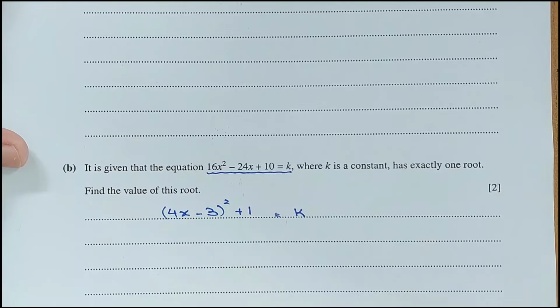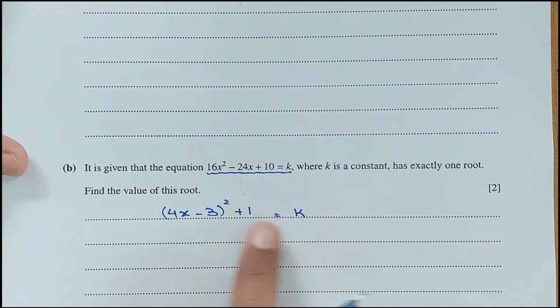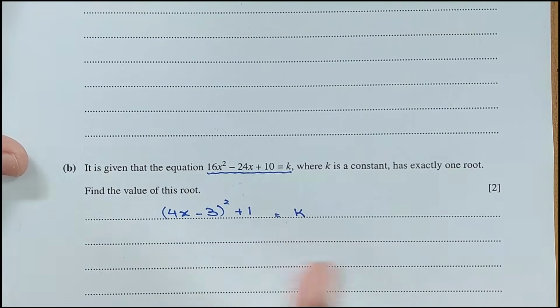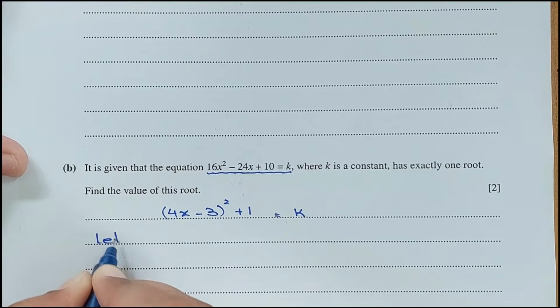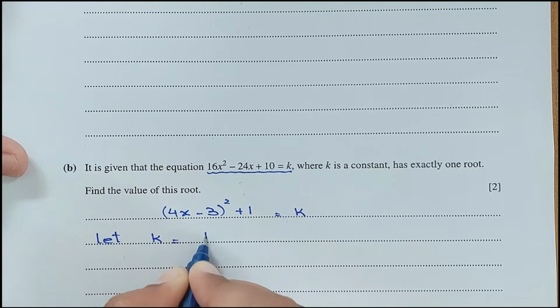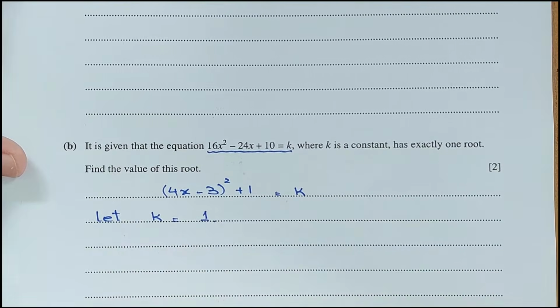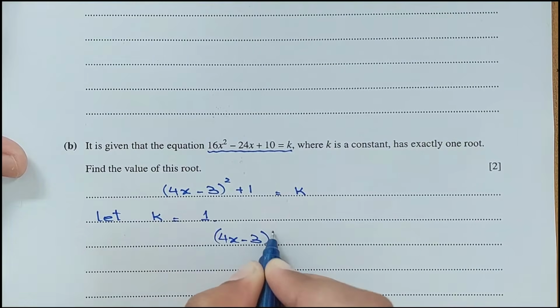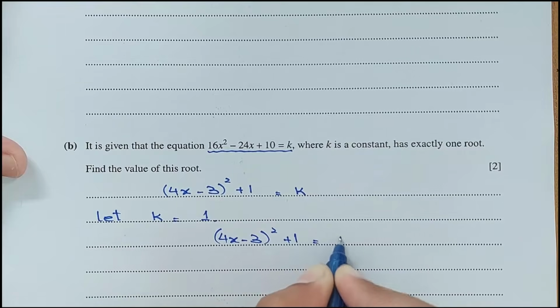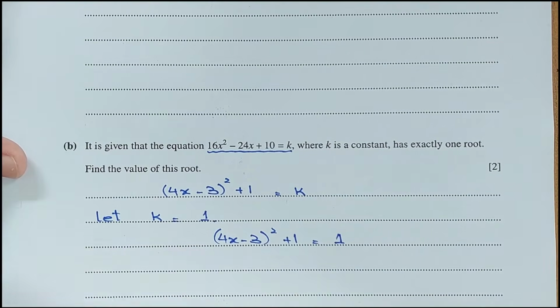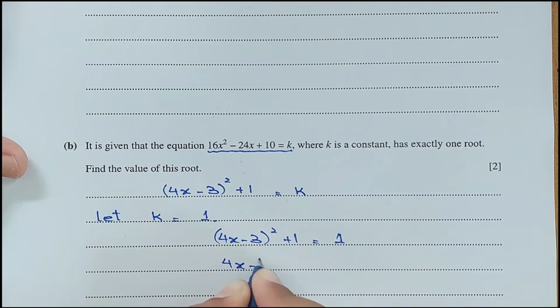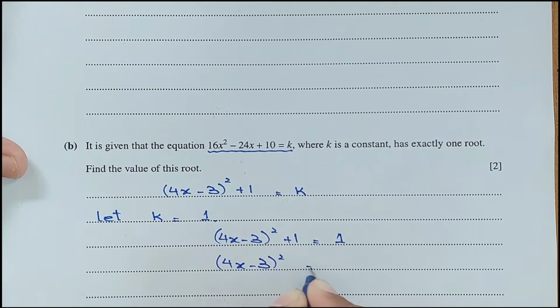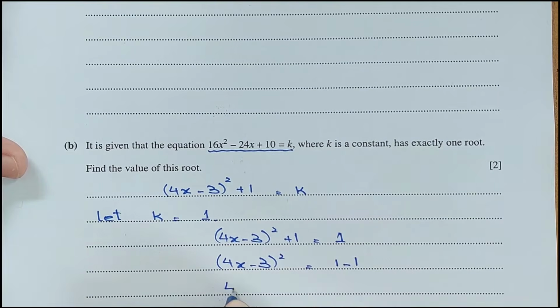So it has one root when the k value and this b value are the same. Let k equal 1. So when k is equal to 1, we have (4x − 3)² + 1 = 1. Right, so we have (4x − 3)², this would be 1 minus 1. (4x − 3)² would be equal to 0.